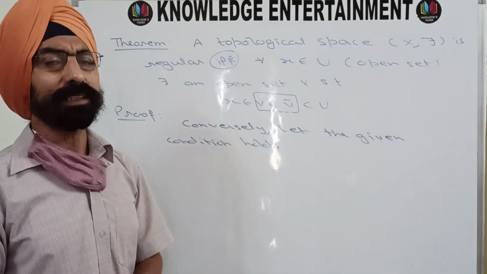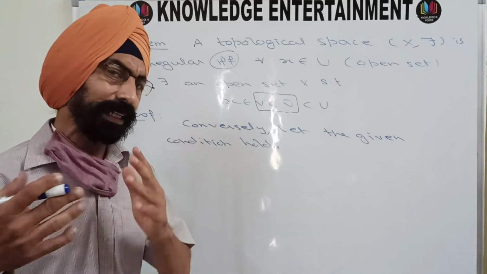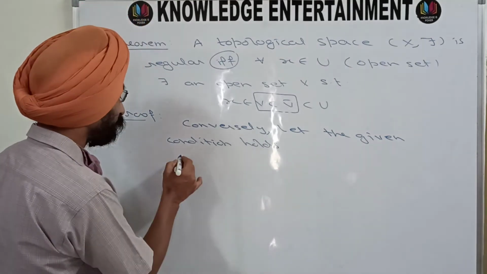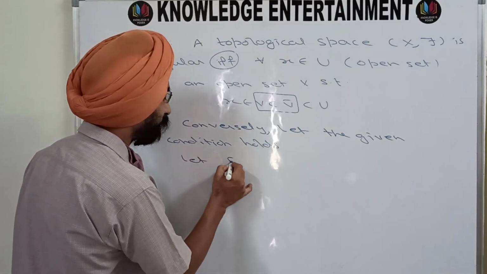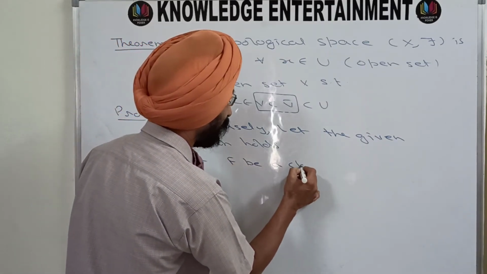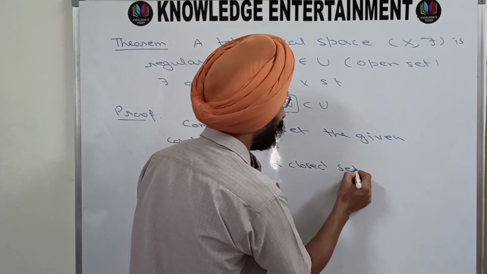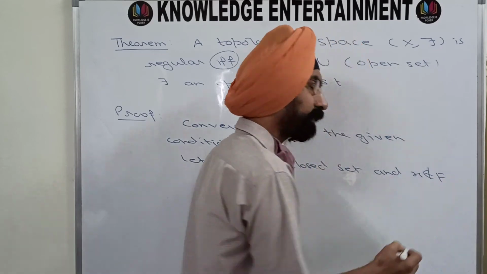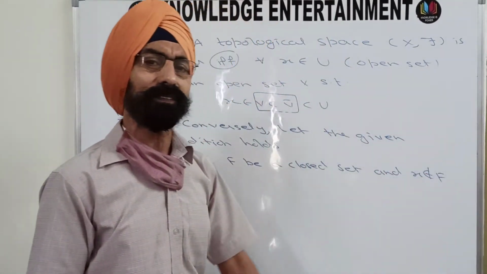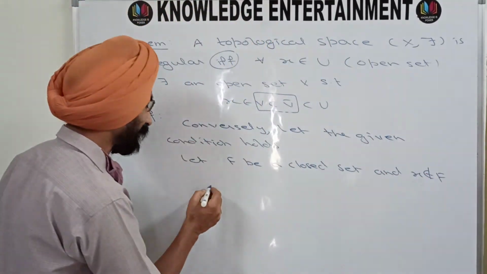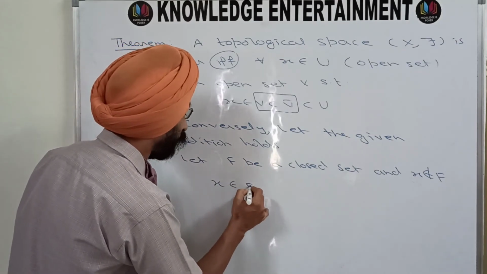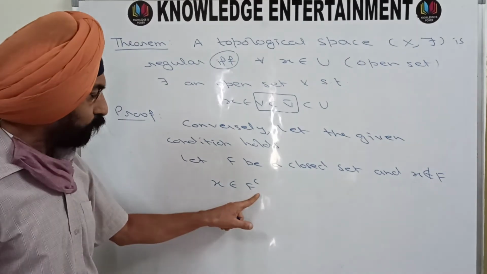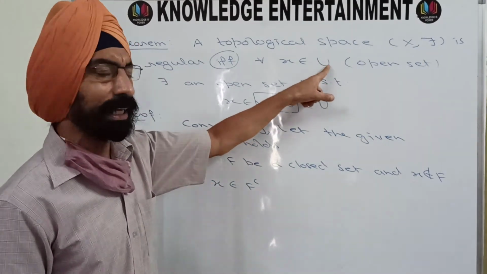If we want to prove that the space is regular, from where are we to start? We'll take one closed set and a point not belonging to that closed set. So let F be a closed set and X be a point not belonging to F. X is not in F, so where is X? X is therefore in F complement. F is closed, so F complement is open. This is an open set containing X.